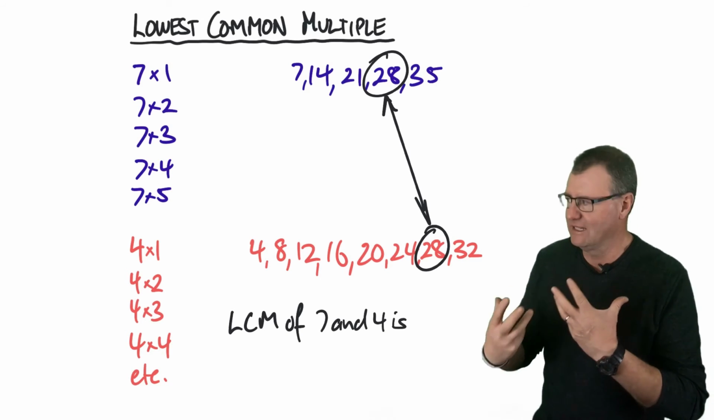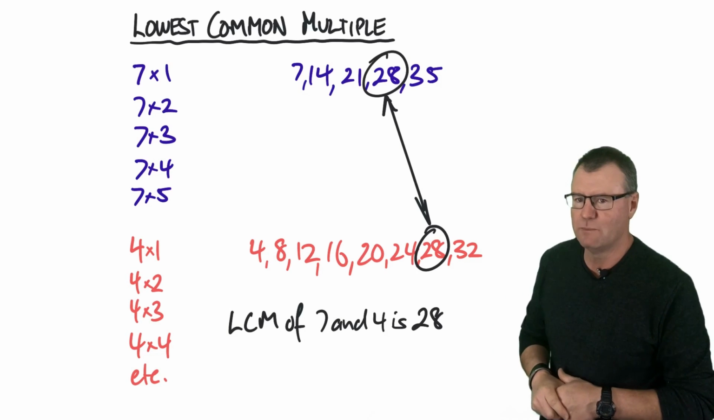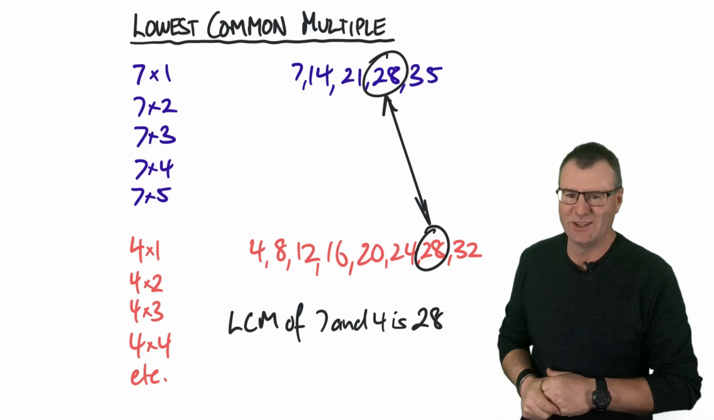Now that little technique is going to become important when we look at adding and subtracting fractions. But that is how we find the lowest common multiple.